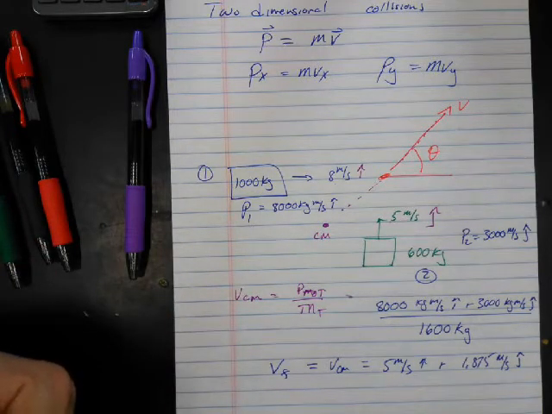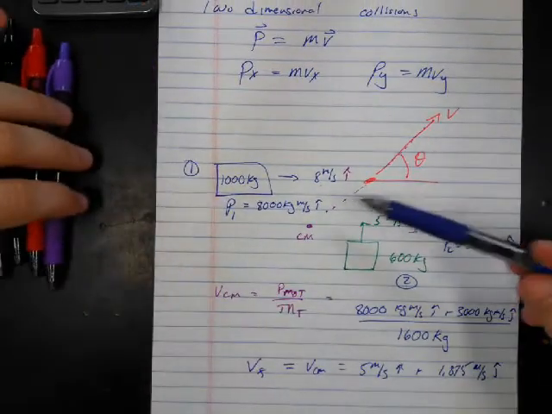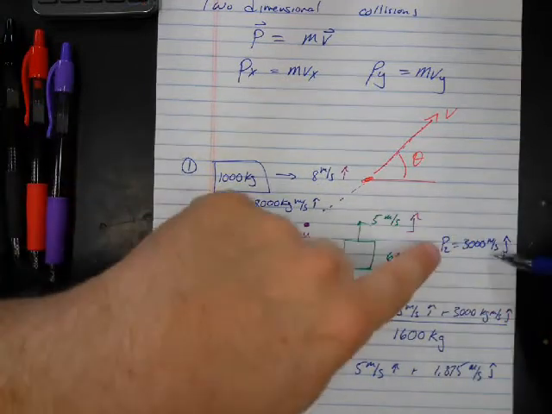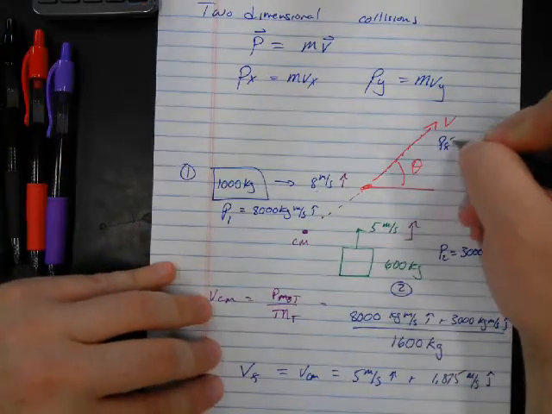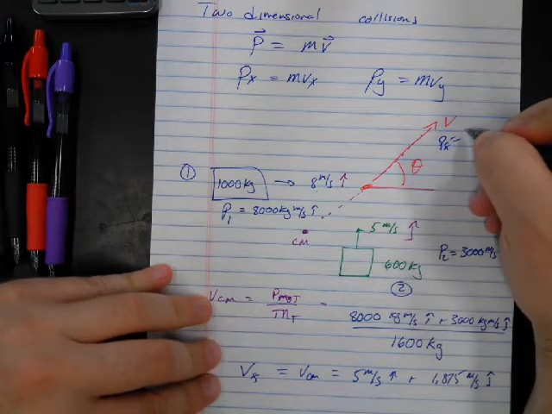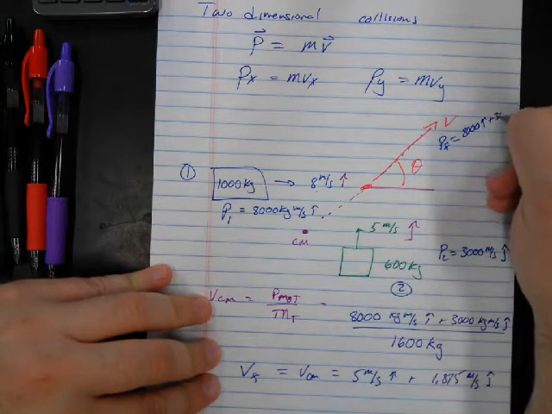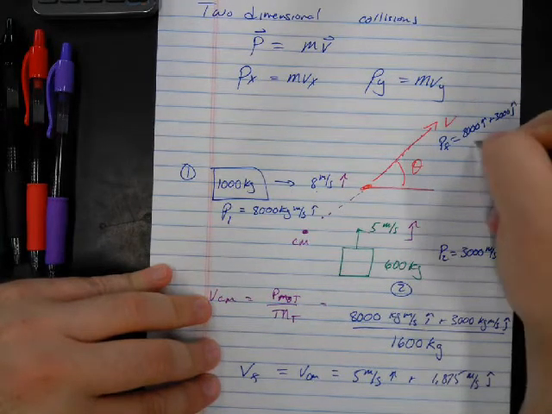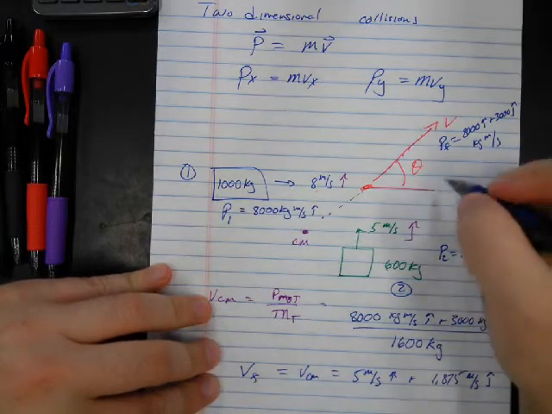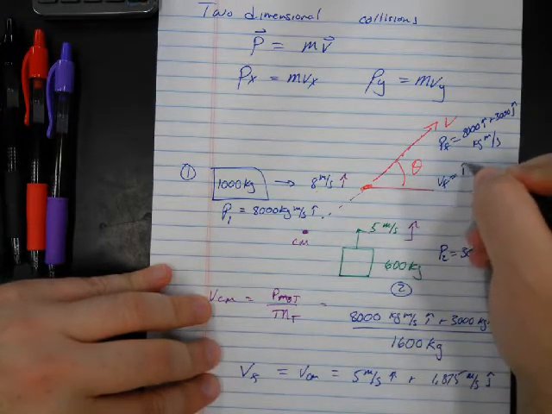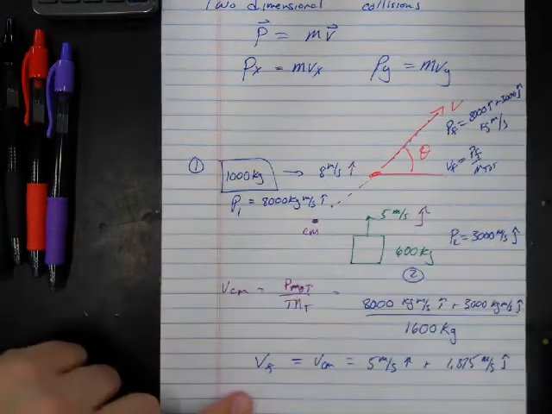Now, if I wanted to do this properly, I could go through and say, well, this is my momentum. Then my final momentum must be the sum of this. So 8,000 I hat plus 3,000 j hat kilogram meter per second. And then I'd find V final is P final over M total. And that's just what I did here.